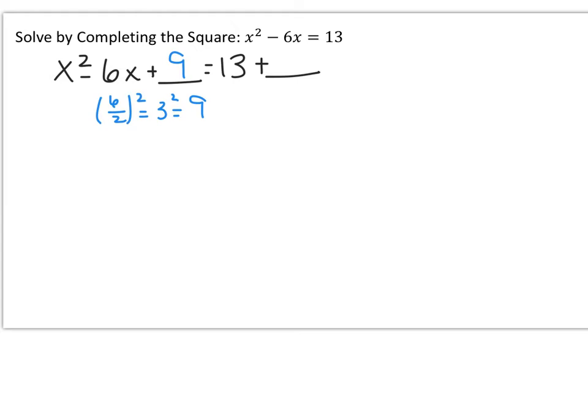So we're going to add a 9. 6 divided by 2 is 3. Quantity squared is 9. And then on the right side, because we don't have any leading coefficient out here, we really added a 9 to the left side, so we're going to add a 9 also onto the right side. So now write your perfect square binomial on the left side. So now you have (x minus 3) quantity squared, and if you simplify the right side, you get is equal to 22. So go ahead and finish solving this equation for x.